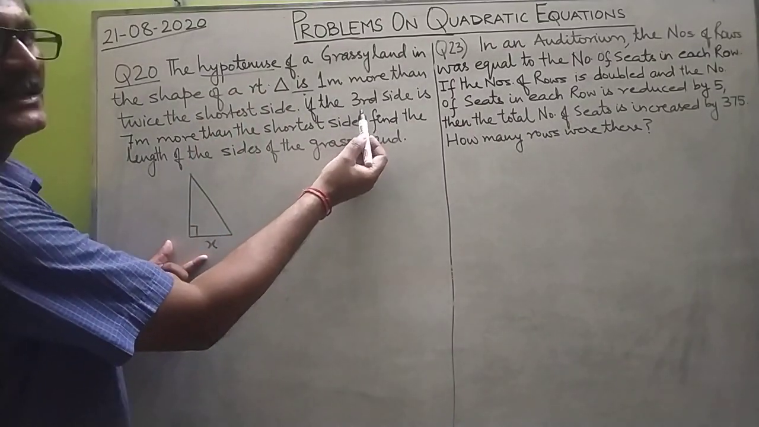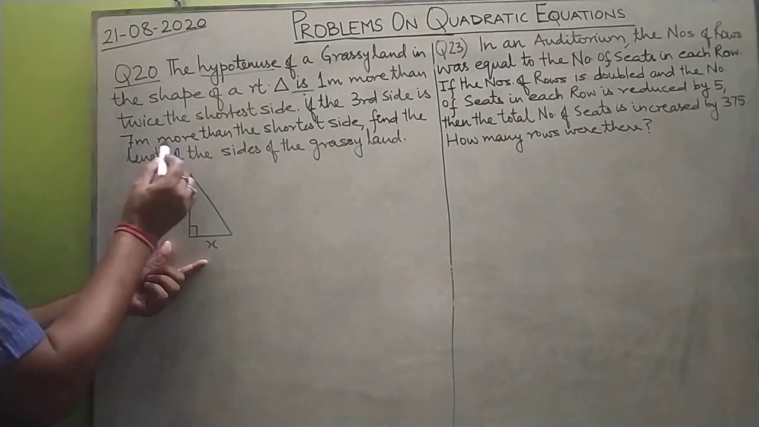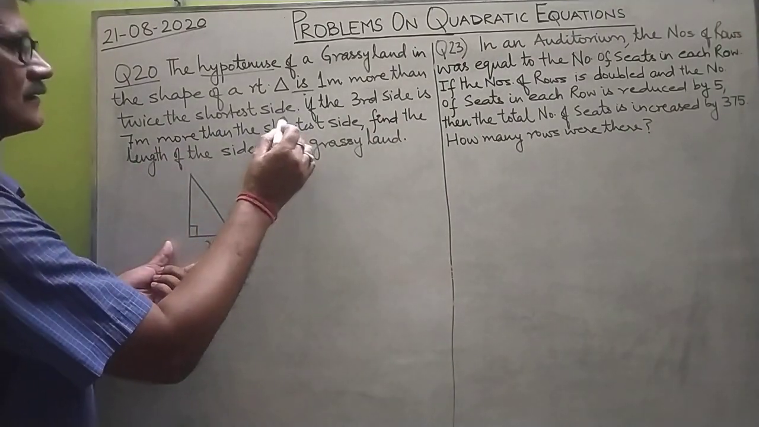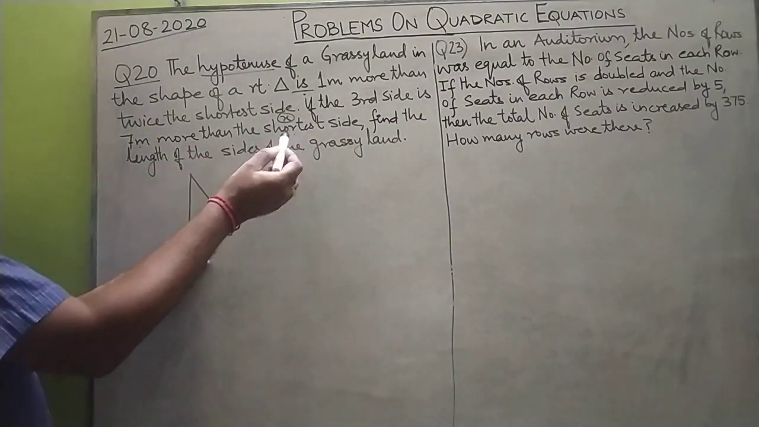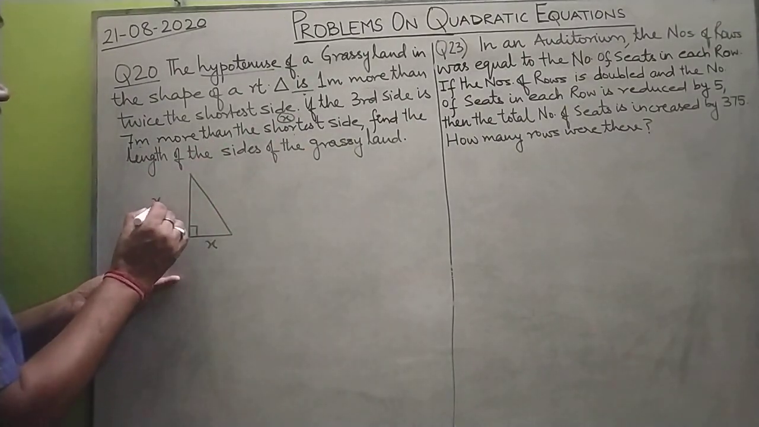Let's write down about the third side. Third side is 7 meters more than the shortest side. That is 7 meters more than what? x. Now, 7 meters more than x means x plus 7. So this is x plus 7.